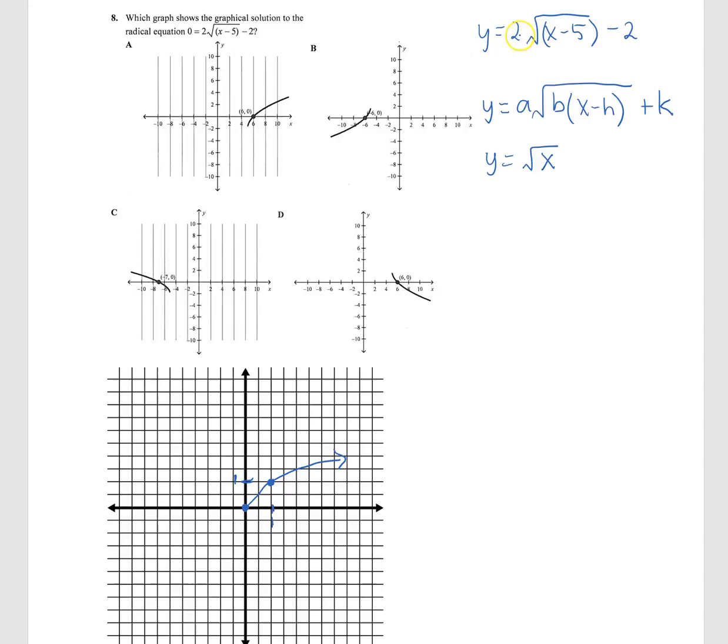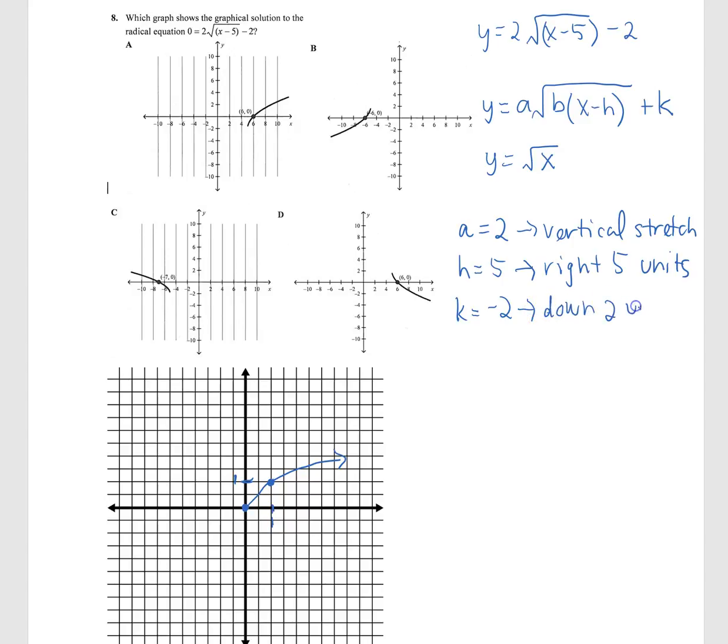So a equals 2 in our function. So that means that we've done a vertical stretch. h equals 5. And this means we've moved to the right by 5 units. And k is negative 2. And this means that we've moved down 2 units.